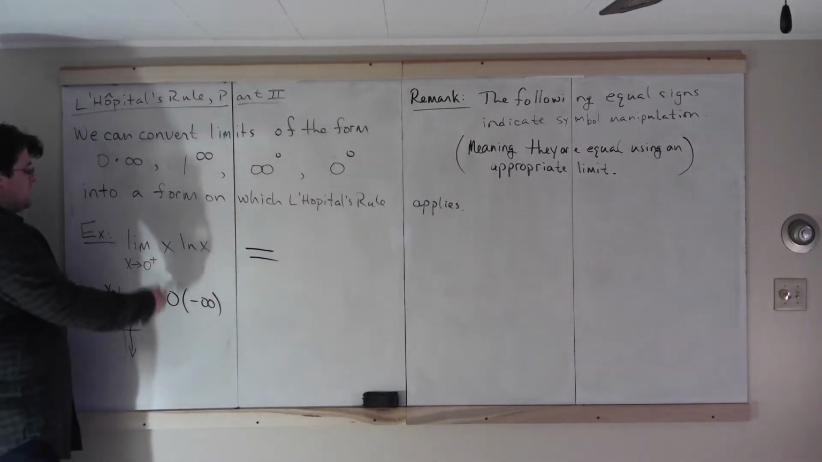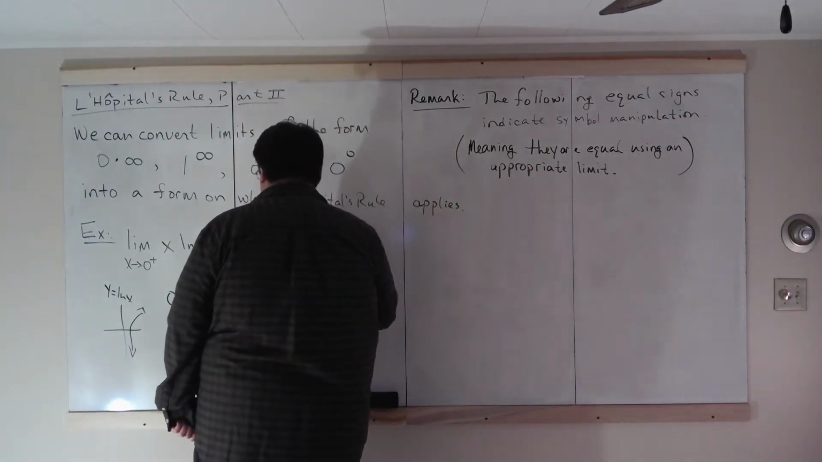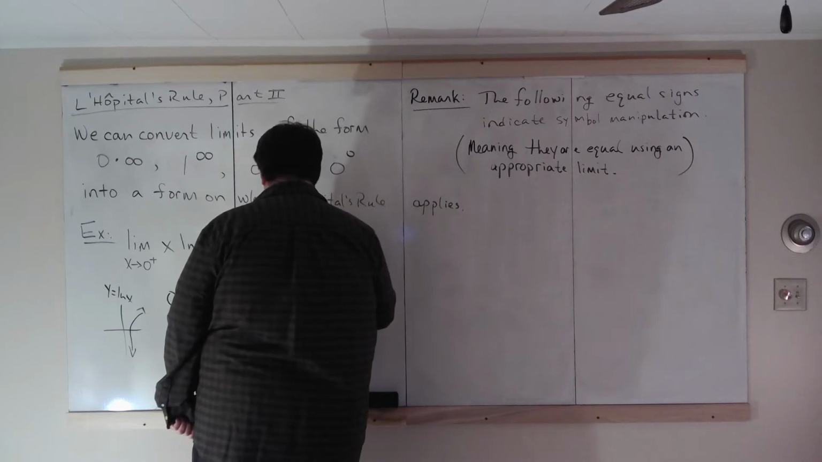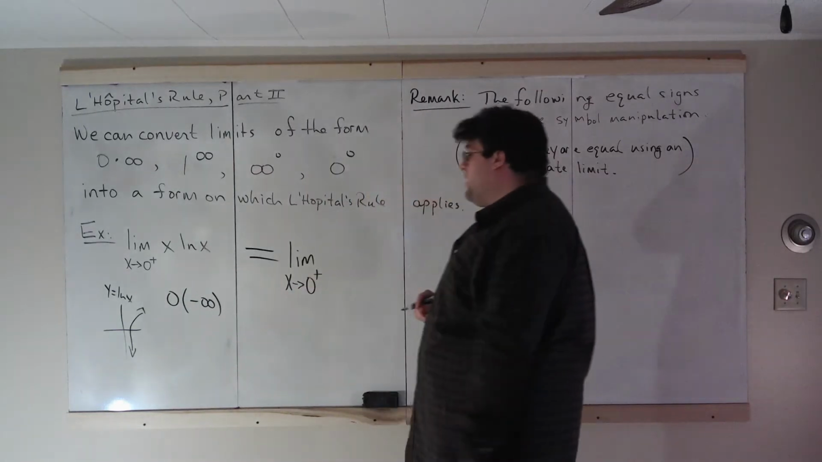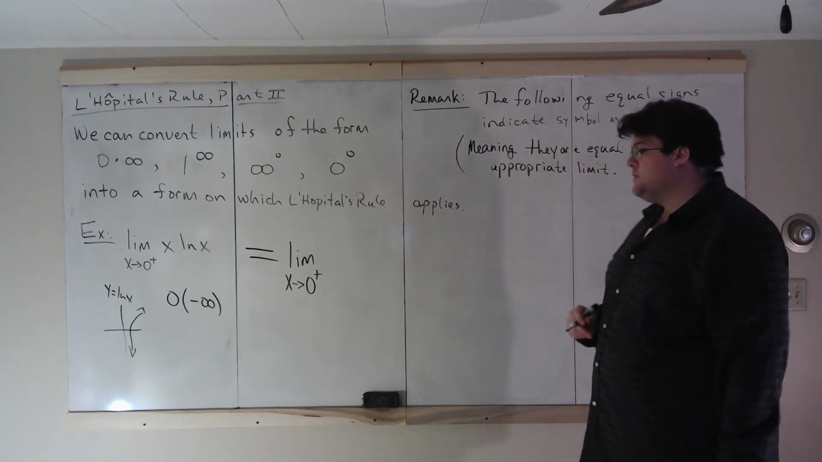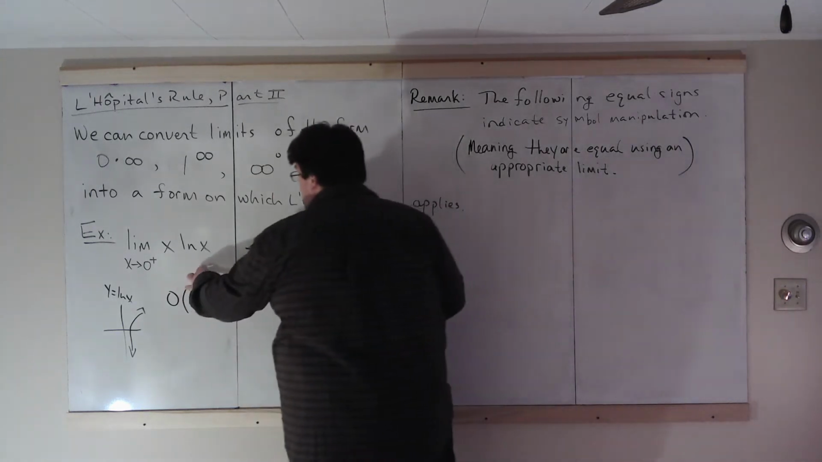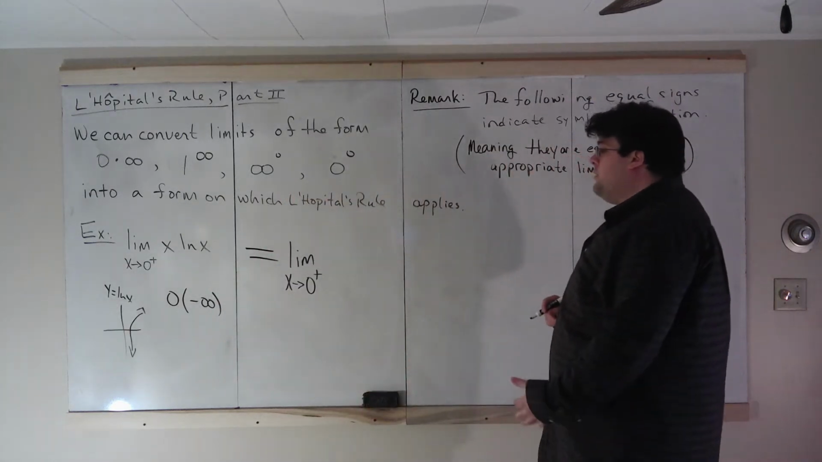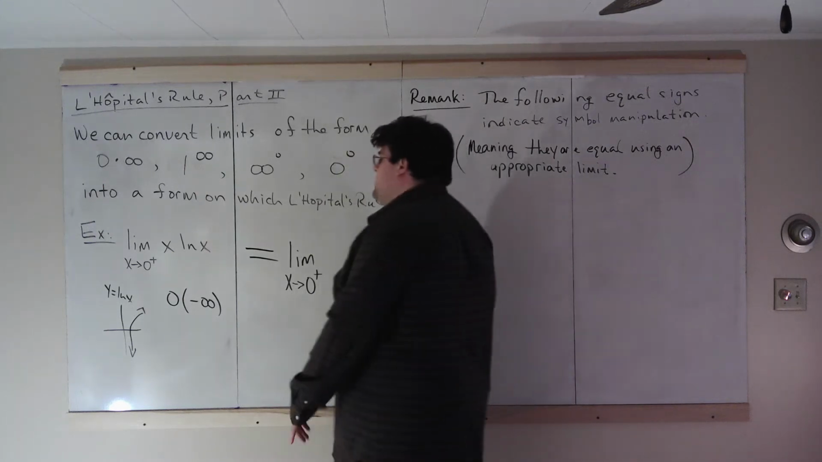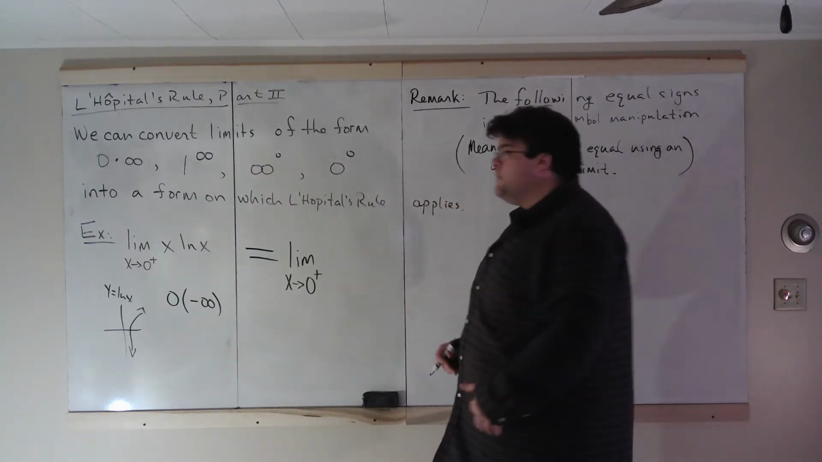L'Hopital's rule does not apply to a limit of that form. But what we can do is take this 0, or take the infinity. Here, we'll take the 0. It's easier algebraically. But we can take this 0 and throw it in the denominator. And what will that do? Well, what's making this 0? This x is making that 0. So let's throw that in the denominator.